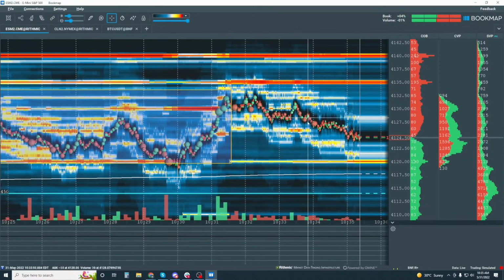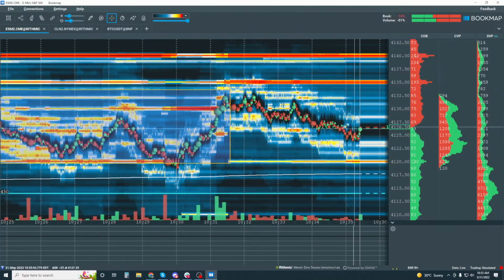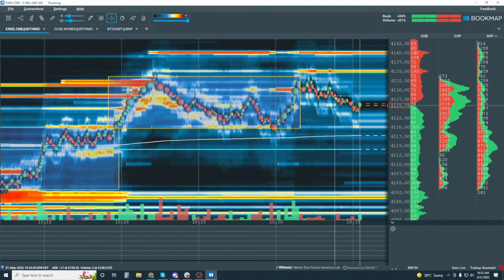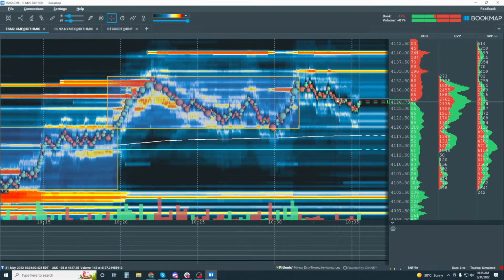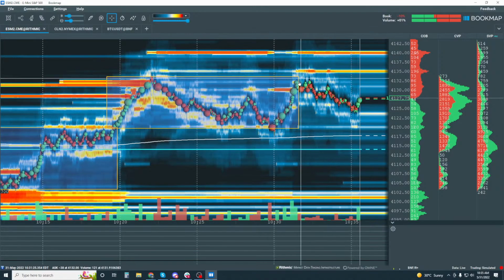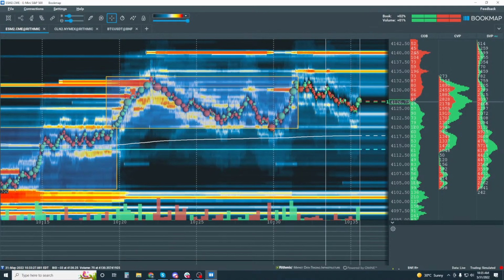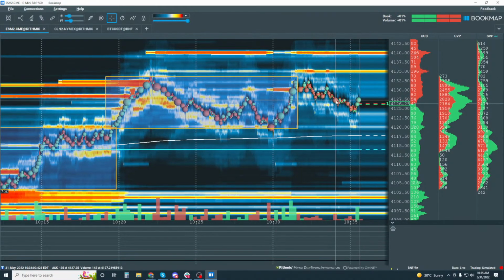Okay, now again, this is kind of my way of looking at it here. I'm looking for the order flow to tell me when the sellers are starting to take control, and I'm looking for it below this kind of structure up here. And here, this is it here.